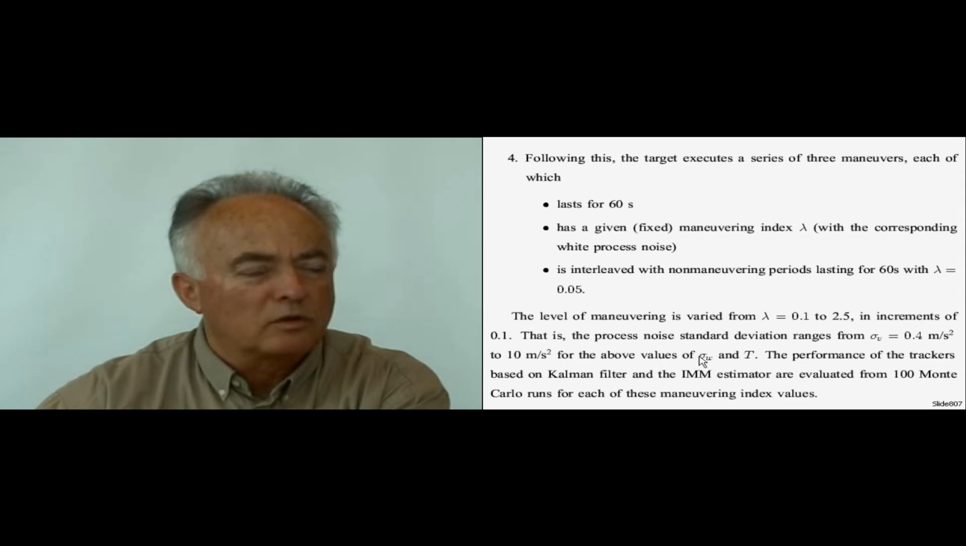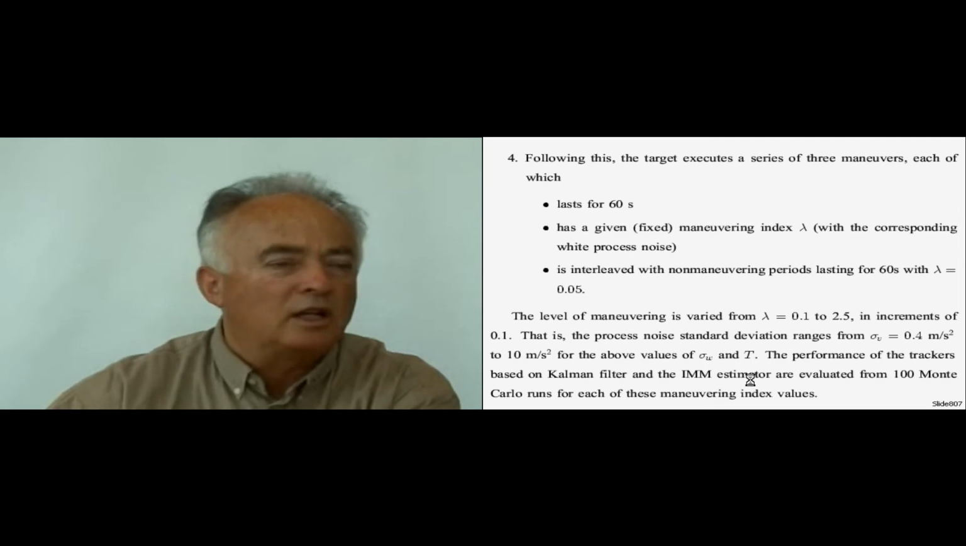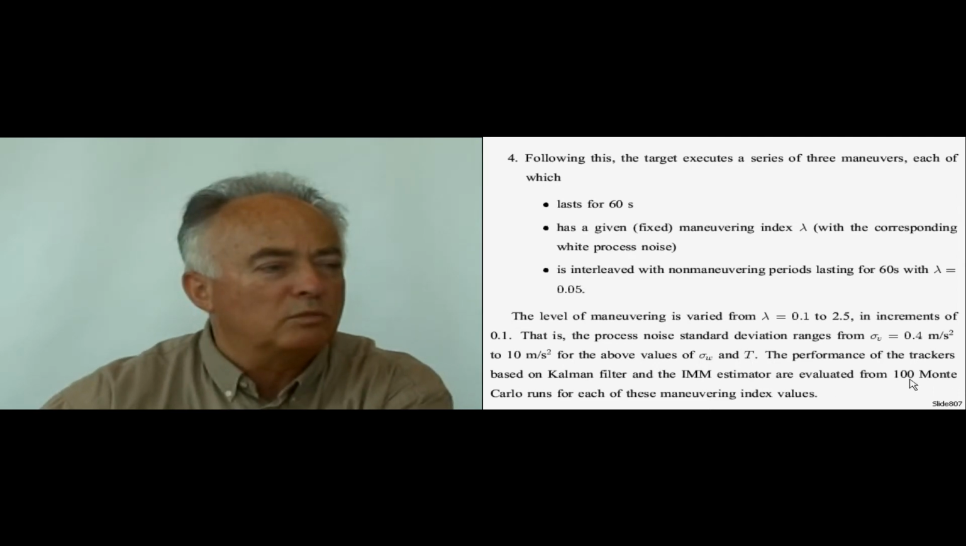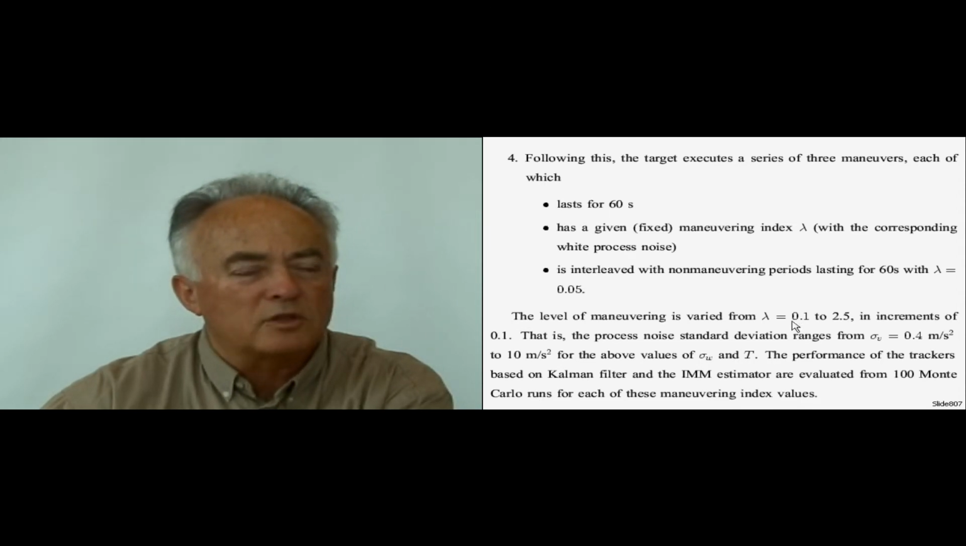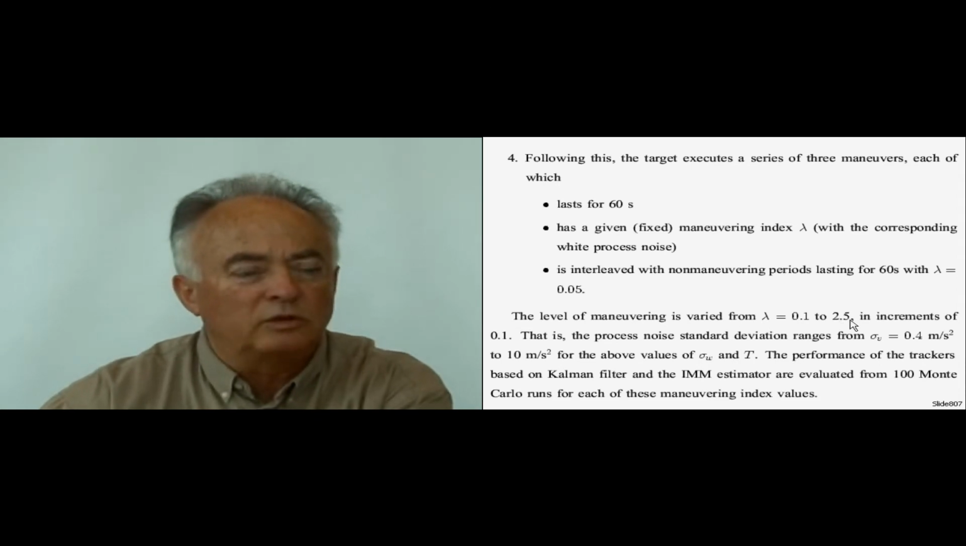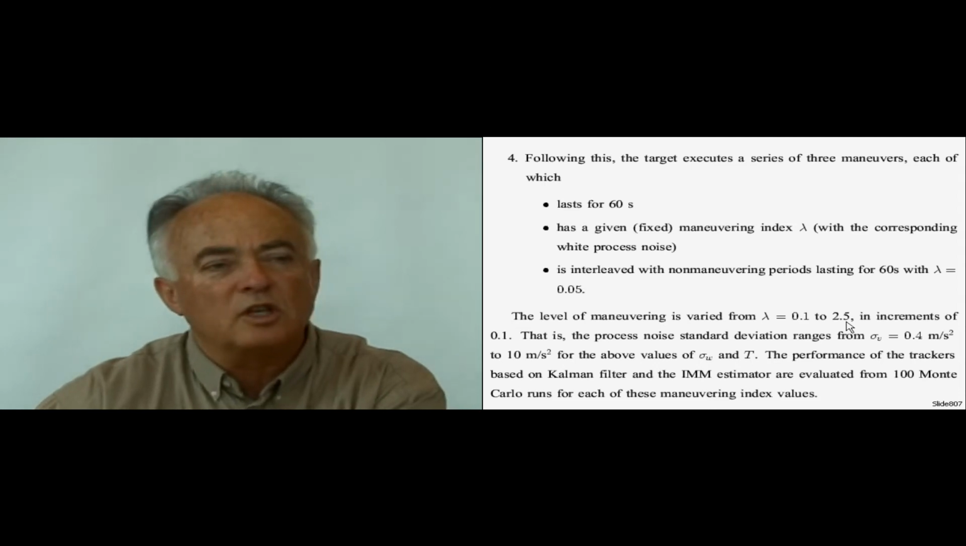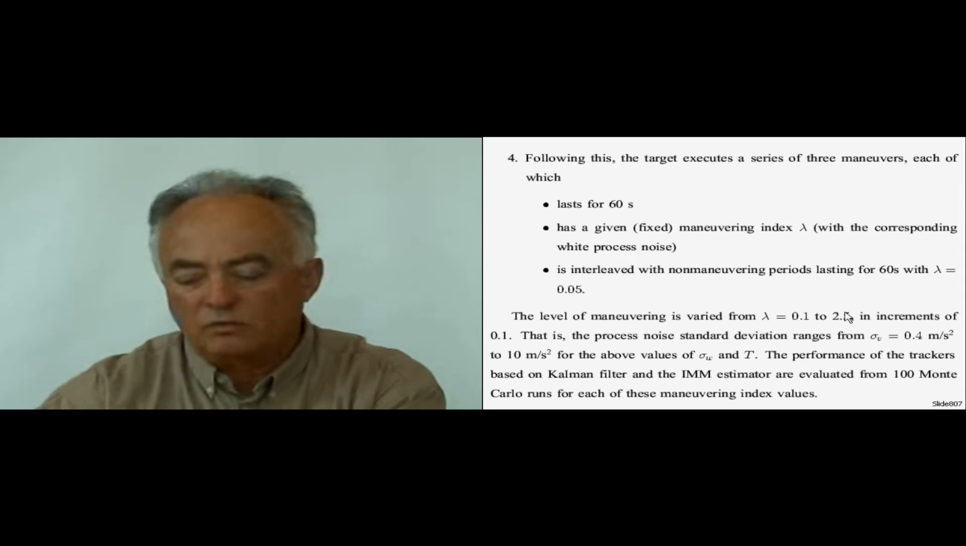We use the above values for the measurement noise, standard deviation 100 meters and T equal to 5 seconds. The performance of the trackers based on a Kalman filter and an IMM estimator, and this is an IMM-L, are evaluated using 100 Monte Carlo runs for each of these maneuvering index values. So we have the high and the low, and we have to see what threshold the high has to exceed in order to have justification for the IMM.